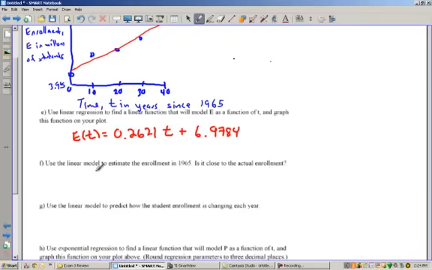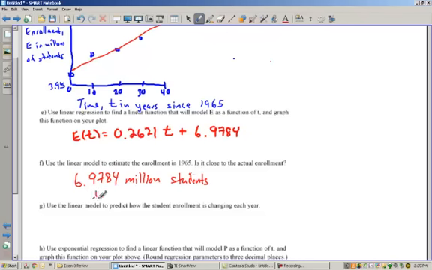All right, so use the linear model to estimate the enrollment in 1965. Is it close to the actual enrollment? Okay, so the enrollment in 1965, let t equal 0, or you could just look and say it's this number right here. So the initial enrollment from my linear model is 6.9784 million students. If you look at the enrollment in the table, it's 5.921, and so you can conclude, is it close to the actual enrollment? Well, it's about 1 million off, right?